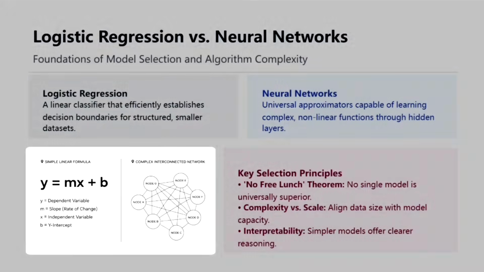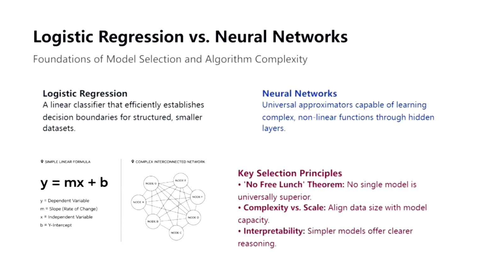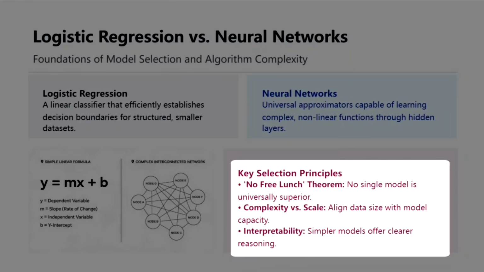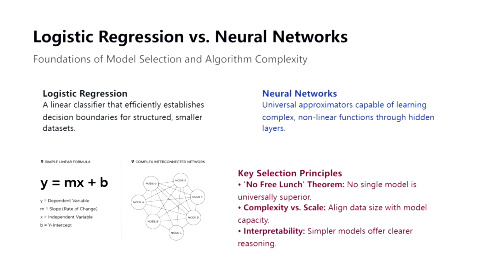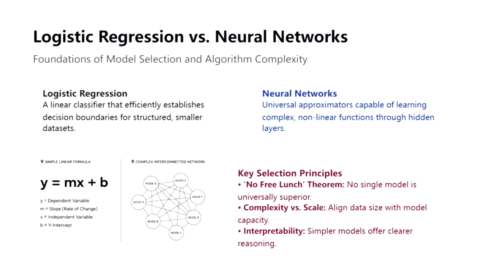The central question for any data scientist is understanding exactly when the added complexity of a neural network is justified by the data. To guide us, we'll keep the no free lunch theorem in mind. No single algorithm works best for every problem. By the end of this class, you'll be able to navigate the trade-offs between data size, interpretability, and computational cost to pick the right tool for the job.